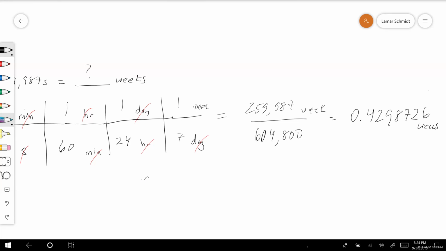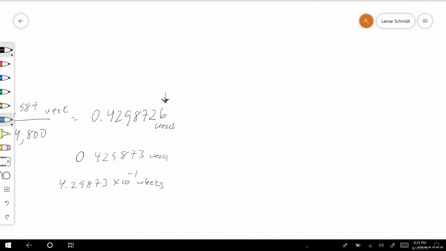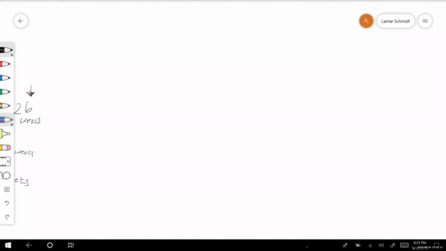I look to my 7th. It is greater than 5, so I am going to round that 2 to a 3. And it would be 0.429873 weeks. All right. Or you can say 4.29873 times 10 to the negative 1 weeks. You could say that either way. Okay, so that is your conversion problems and everything there. So we just now have a simple Edpuzzle question for you.